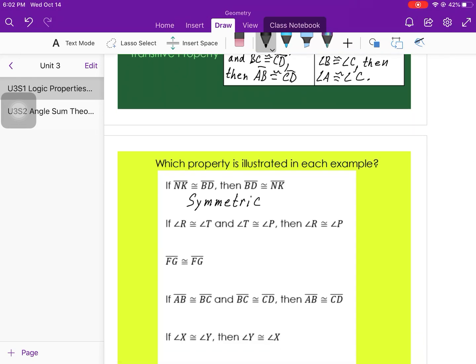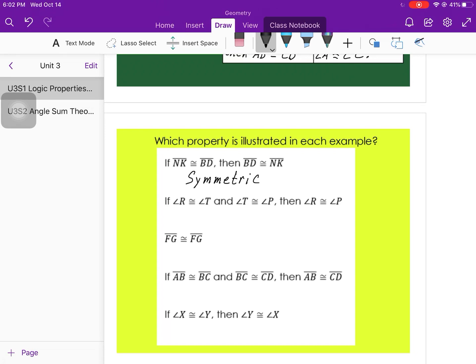Okay. Next, if angle R is congruent to angle T, and angle T is congruent to angle P, then angle R is congruent to angle P. So this one, we're connecting three things. This is our first, second, and then we're connecting second to third, and now we're connecting first to third. So, like I said, we're connecting the very first thing to the third thing that we talk about. So this is that transitive property.